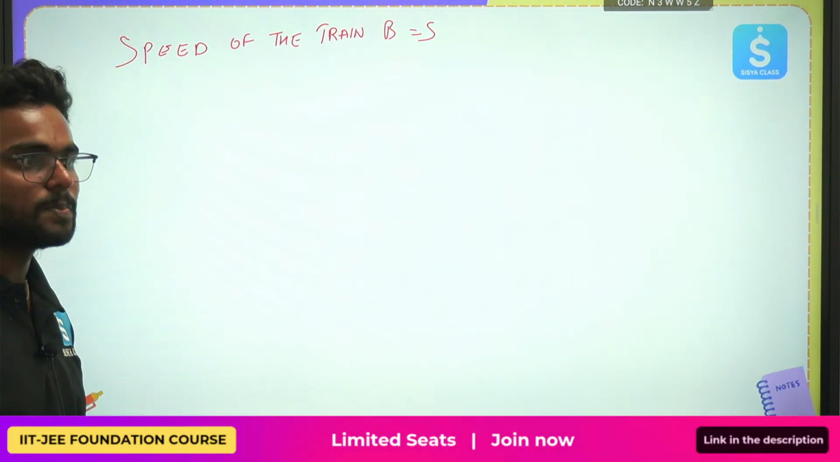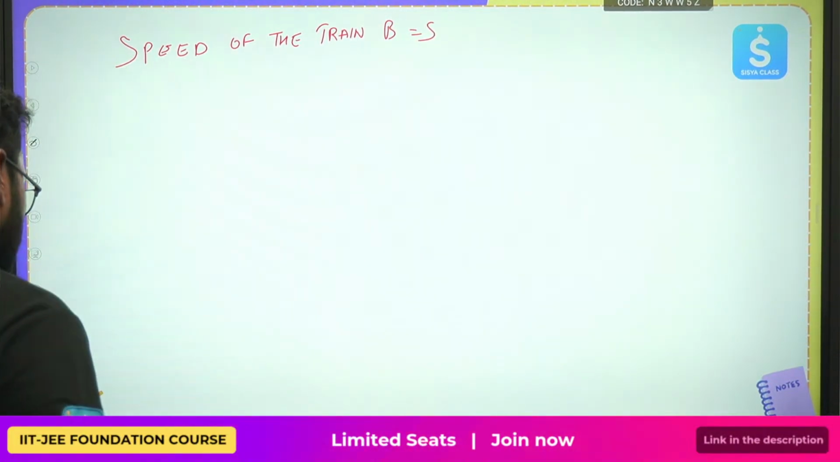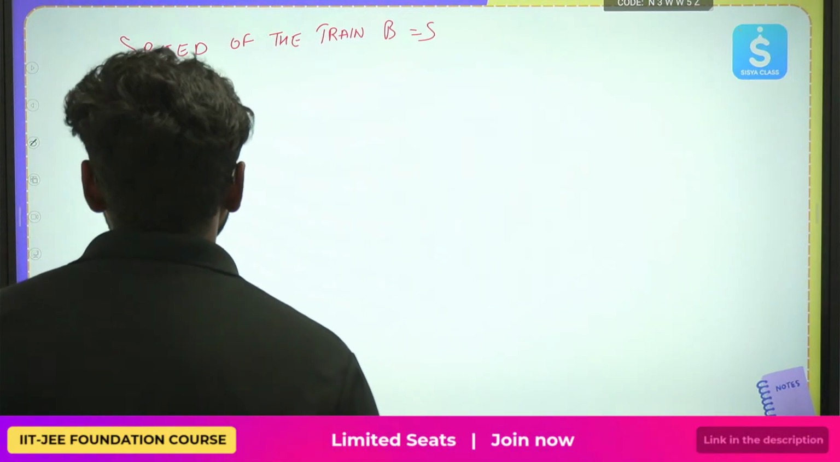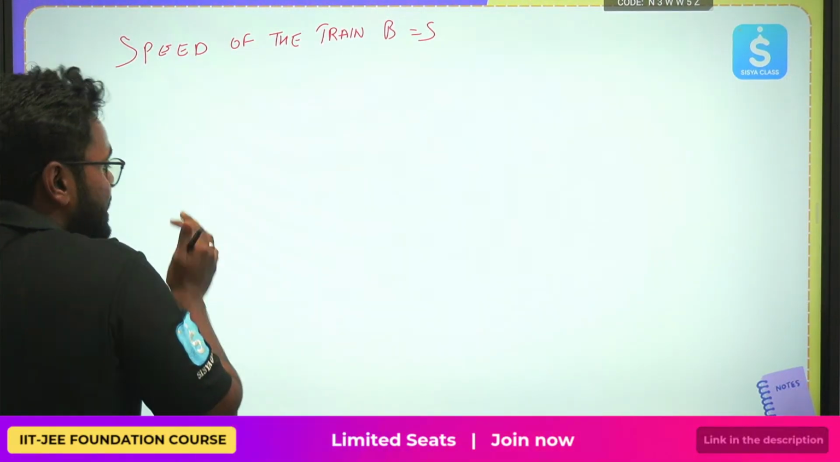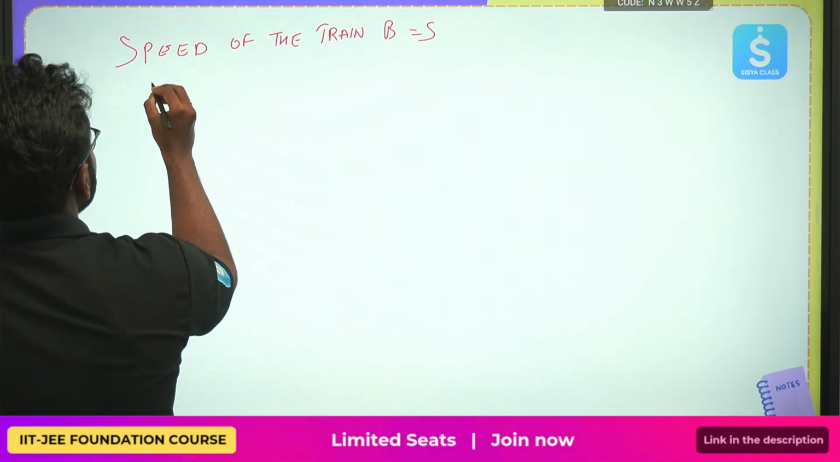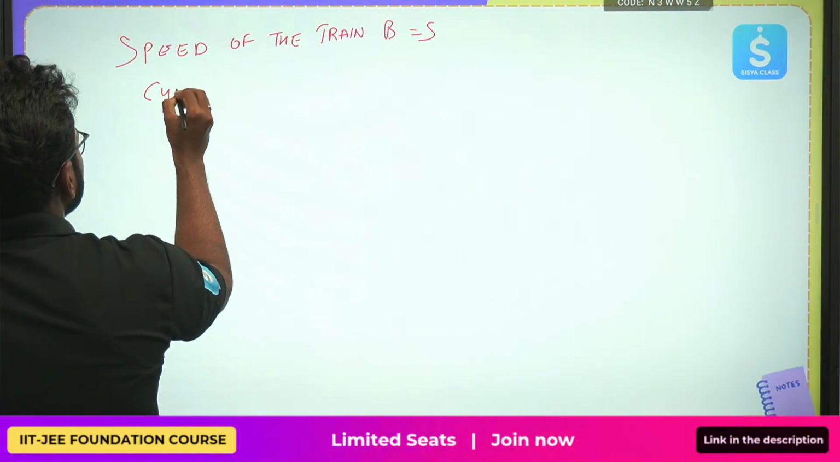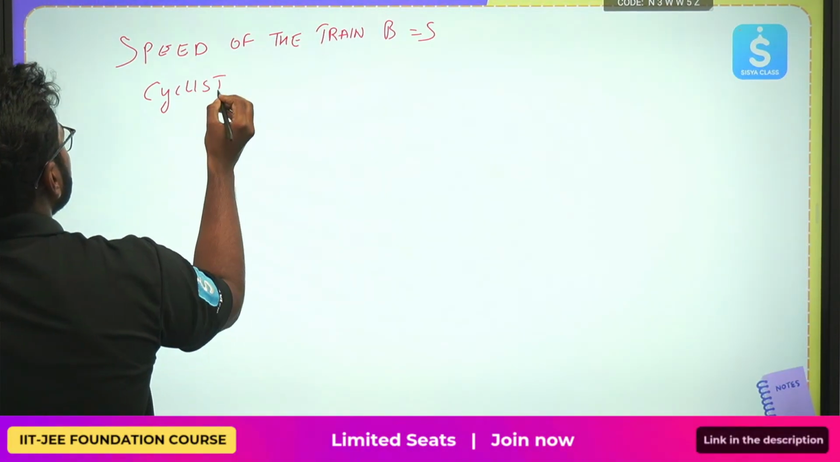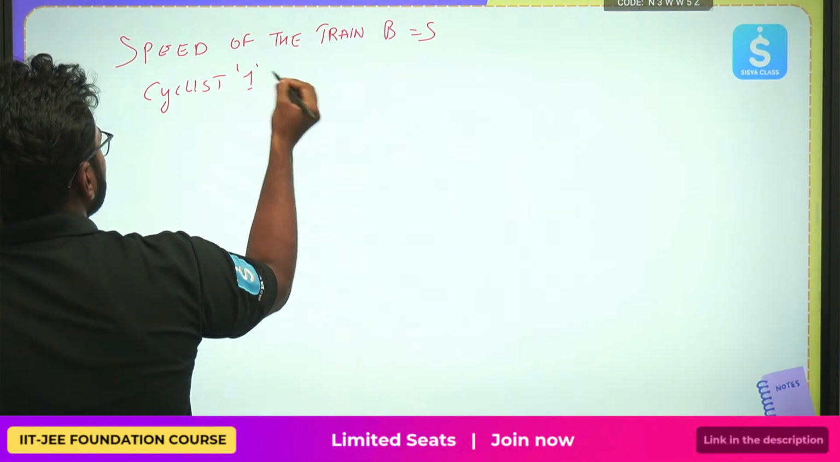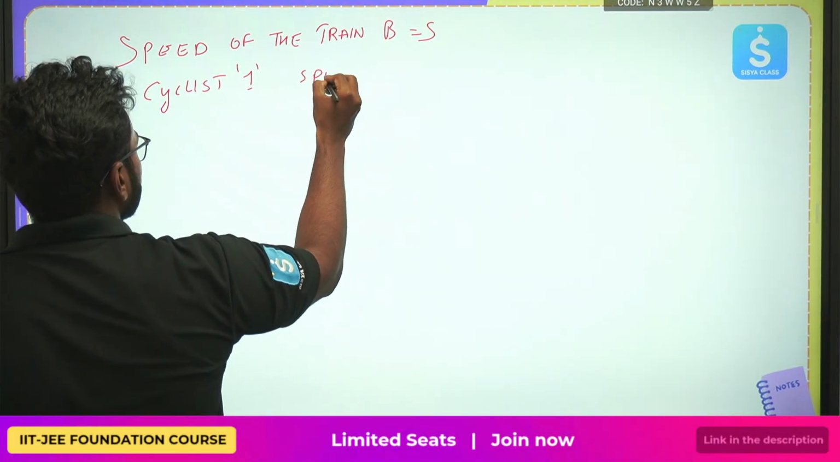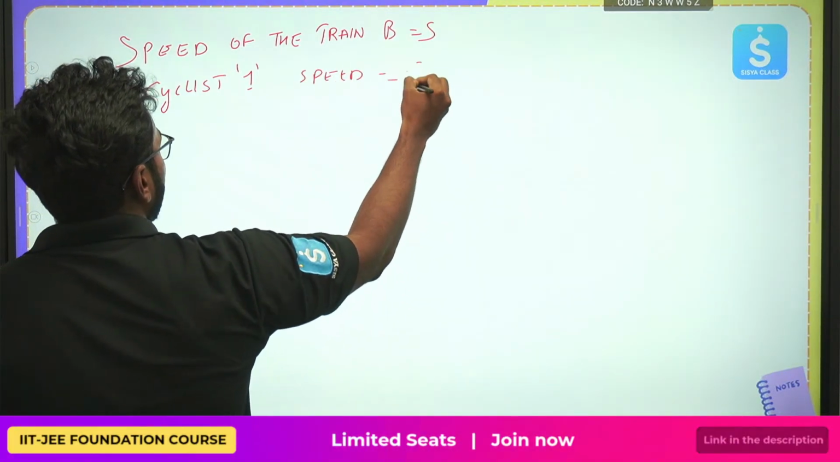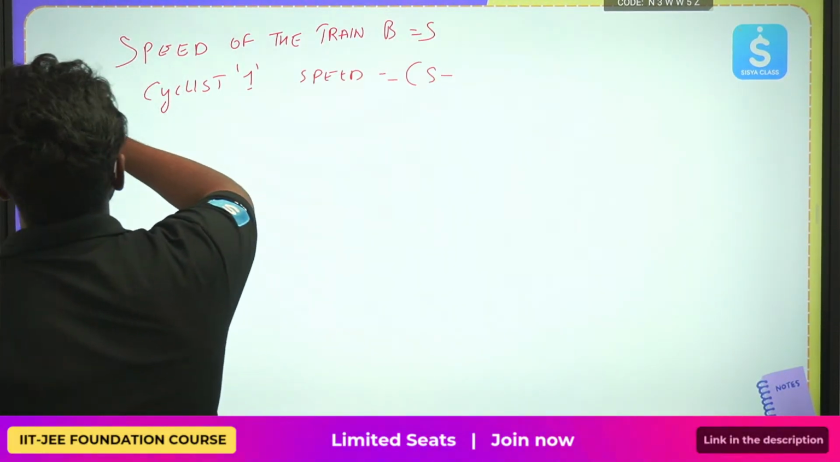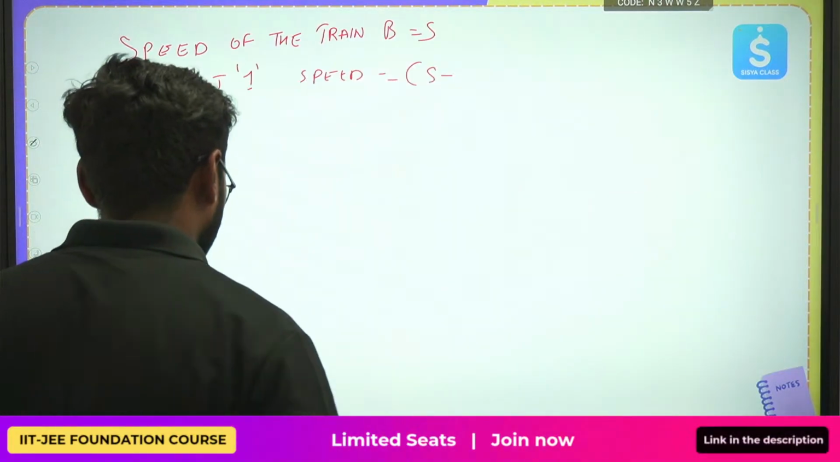Now, we have the speed of the train as s. So the first cyclist would be covering this as the relative speed, you could say, for cyclist 1. The speed would be s minus 9, right? s minus 9 kmph.